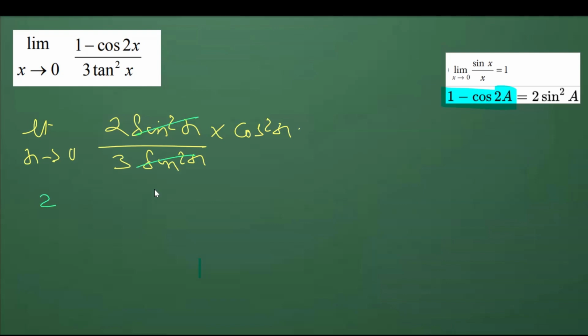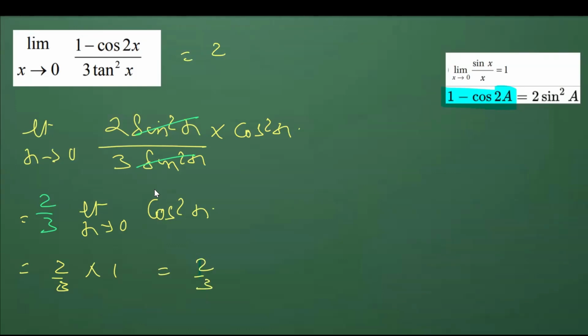So 2 over 3 can be written outside the limit, and we are left with limit x tending to 0 of cos square x. And by placing the limit, cos 0 is 1, so it will give you 1. So the answer is 2 over 3. This would be the shortest way of doing this question, I suppose.